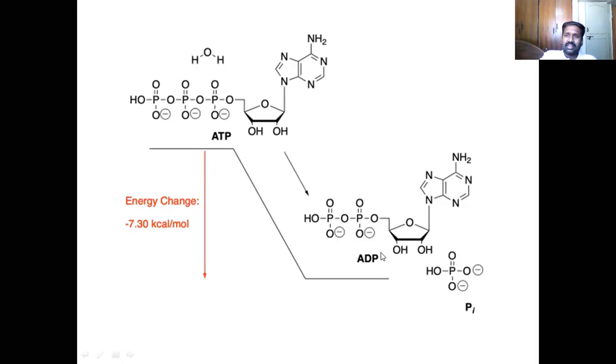In your exams, you may get a question of writing the structure of ATP or ADP or AMP. What is the difference? There is a small difference. Write three phosphates for ATP, two phosphates for ADP, and one phosphate for AMP, adenosine monophosphate. And look at the energy. When ATP converts to ADP, so much energy is liberated, minus 7.3 kilocalories per mole. So this is the structure of ATP and how its hydrolysis is an exergonic reaction.